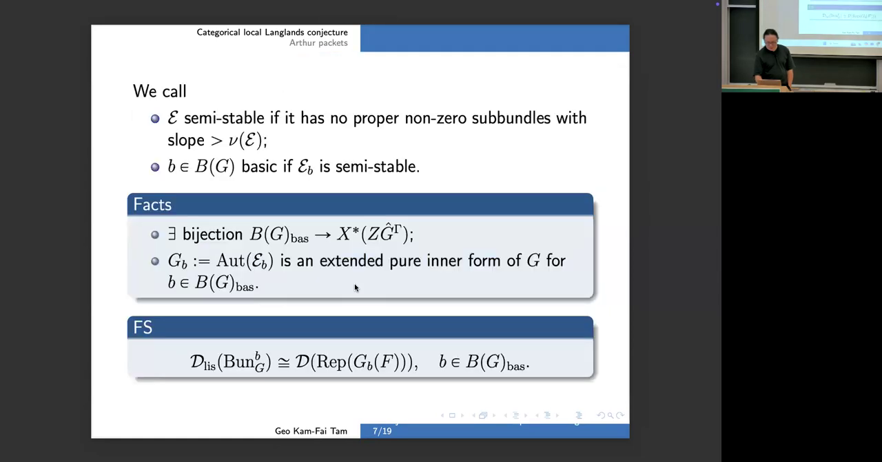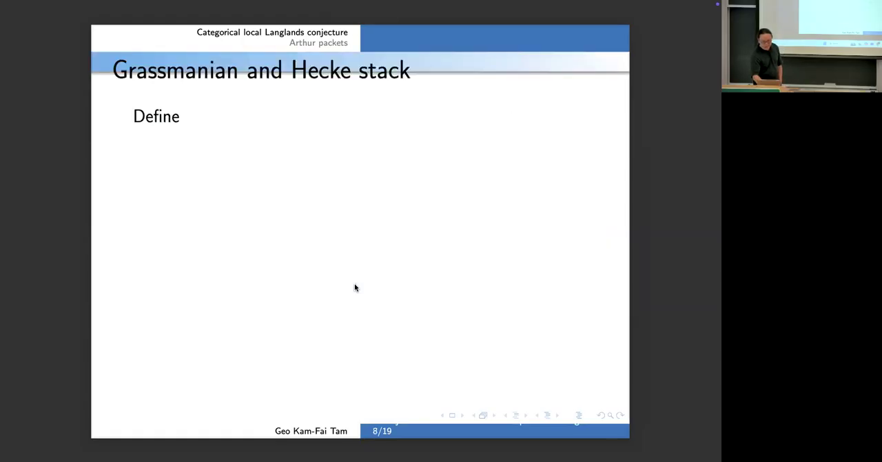So here I have explained some simple properties or simple definitions about B(G) and Bun_G. Now I will go on to talk about the spectral action, but I need some basic setup for that. This is about the Grassmannian and the Hecke stack.